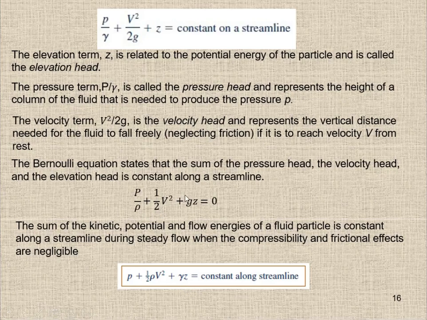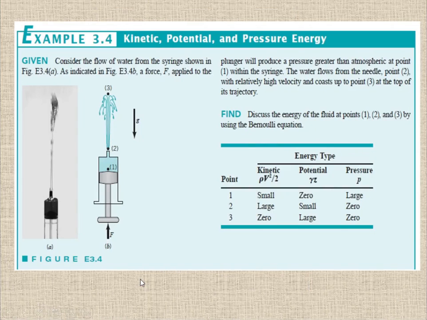Here the unit of energy is the joule. Here the unit is meter. So when you simplify that, you will get the unit meter. When you simplify this, you will get the unit joule. When you simplify this, you will get the unit Newton per meter square. So here is the physical interpretation of the Bernoulli equation.